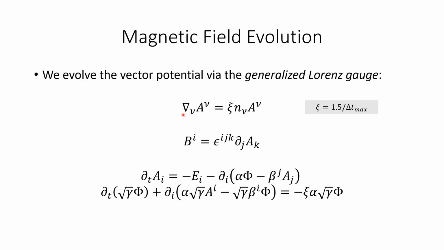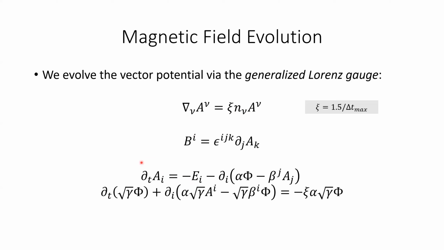More details about the importance of using this gauge can be found in the paper by Etienne that I mentioned before. Once you evolve the vector potential, you compute the magnetic field by just taking the curl of the vector potential. And therefore, your magnetic field is by construction divergenceless. Here at the bottom, I wrote the equation for the evolution of the vector potential. This one comes directly from the evolution equation of the magnetic field.